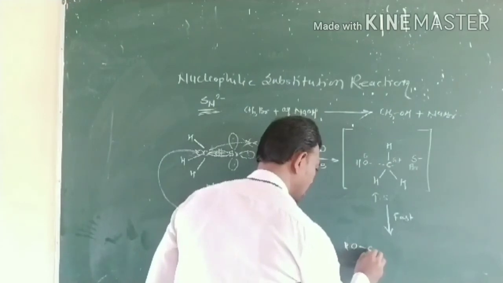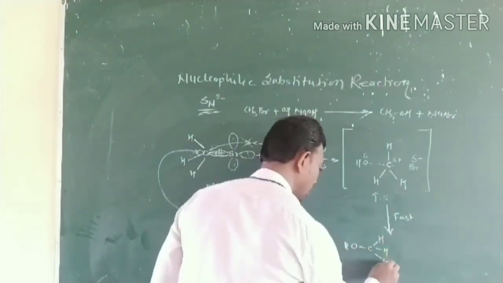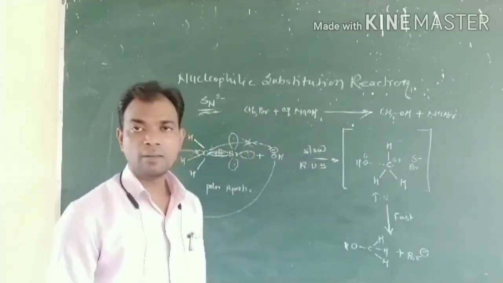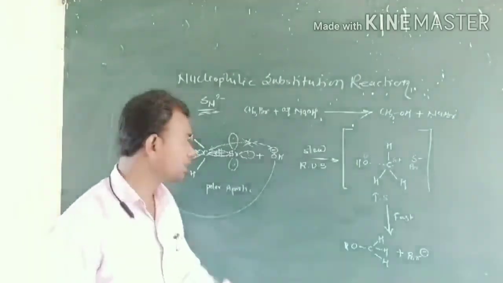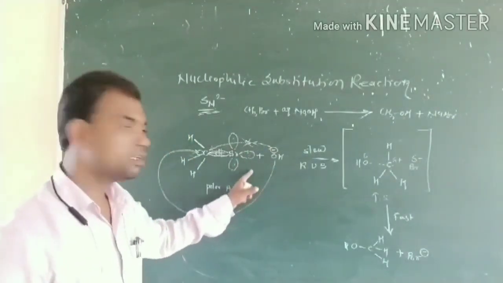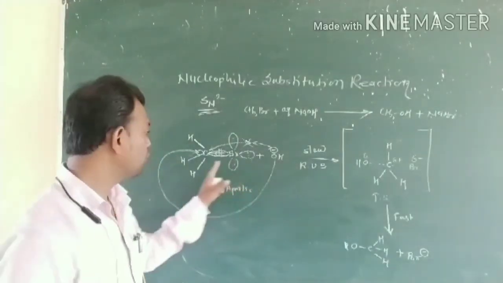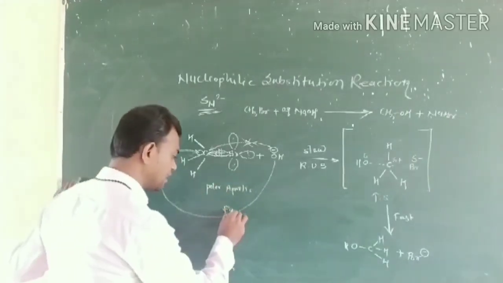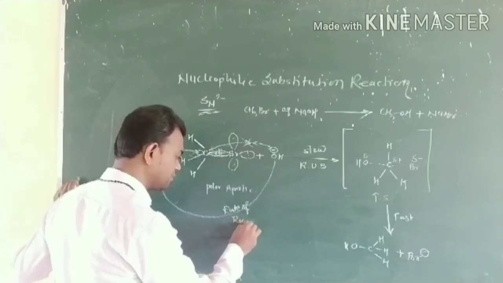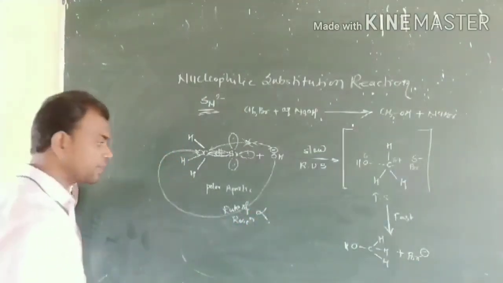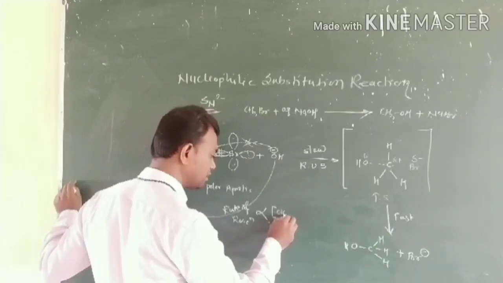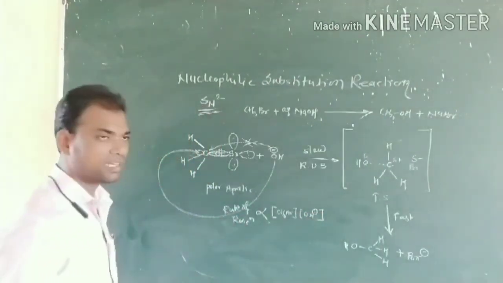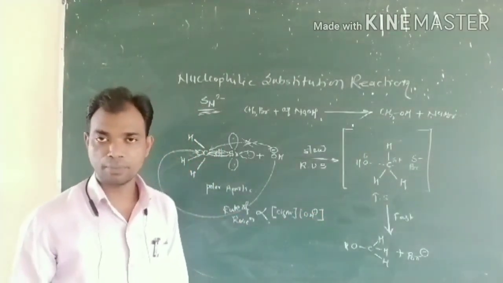Here OH, here carbon, here hydrogen, here hydrogen, here hydrogen, plus Br negative. Okay, that is the final product. Are you got it? Then the rate of reaction depends upon the two, that is OH negative and the substrate, that is methyl bromide. That means the rate of reaction is directly proportional to the concentration of reactant. On the reactant side there is methyl bromide and OH negative. Here two molecules are there, so that's why it is a bimolecular type of reaction mechanism.